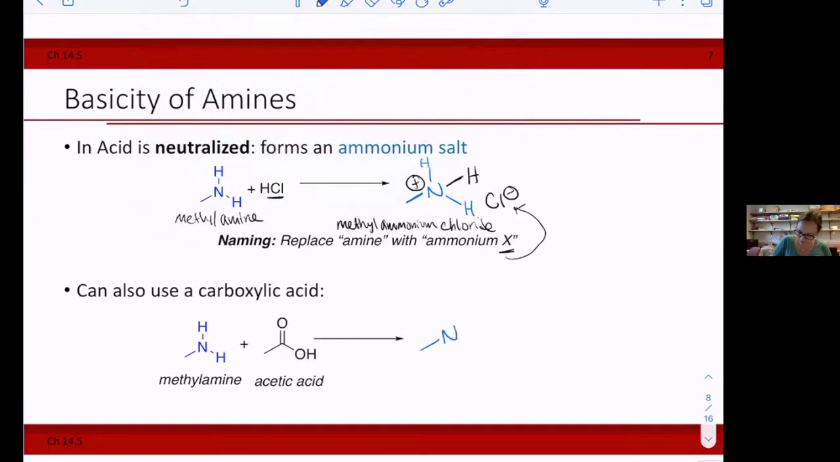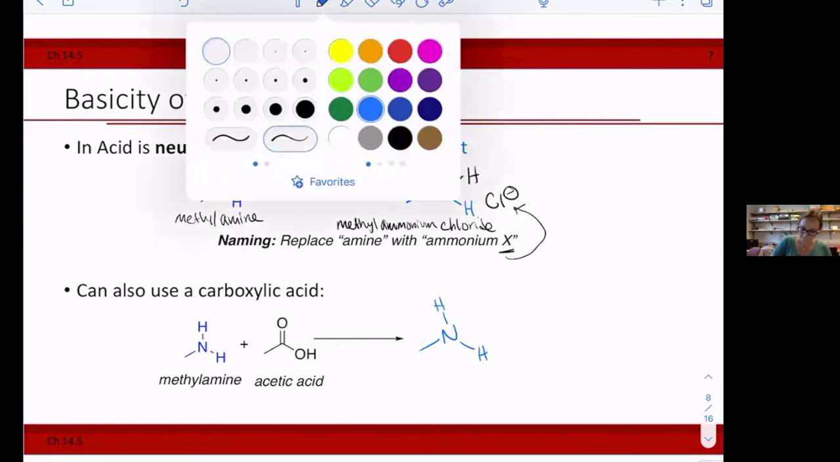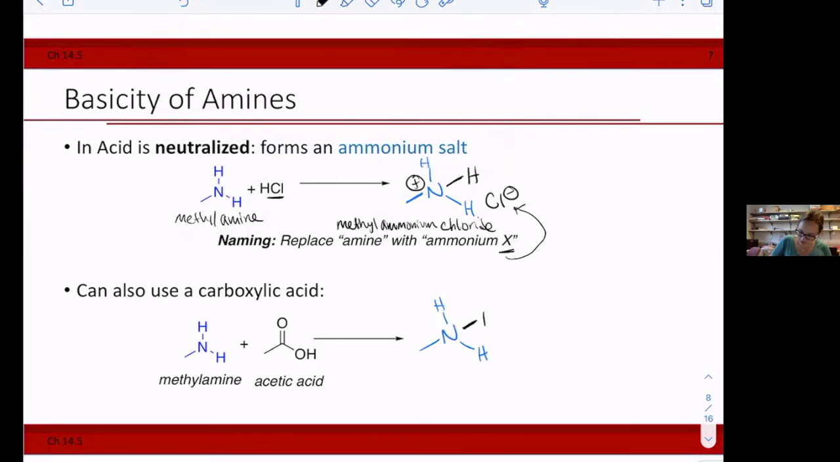So draw out the same amine, add a proton to it with a positive charge, and then this is the proton we're stealing, so we're going to draw the rest of that carboxylic acid, but now in its carboxylate form, because it has to have a negative charge since we stole that hydrogen.